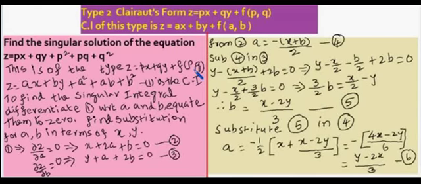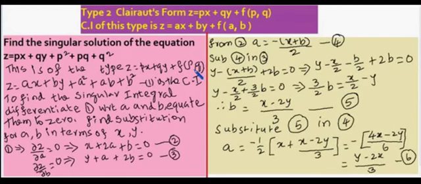And the third term is a squared. a is y minus 2x divided by 3, a squared is the whole squared. And the fourth term is ab. a is y minus 2x divided by 3, and b is x minus 2y divided by 3. And for b squared, x minus 2y divided by 3 the whole square.